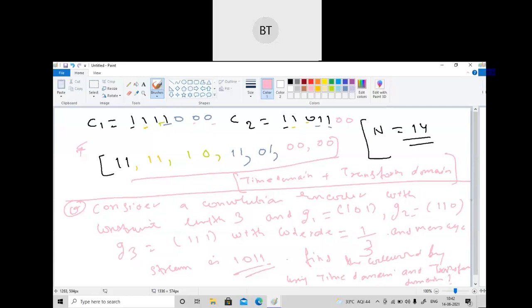The same code which you are getting from the time domain and from the transform domain. So the problem is like this: consider a convolution encoder with constraint length 3, with G1 given as 101 and G2 given as 110. Value of G3 is 111. Code rate is given to you 1/3, and message stream is 1011. So what they are asking you is to find the code word using time domain and transform domain. So please try by yourself, and we will discuss this problem in the next session.